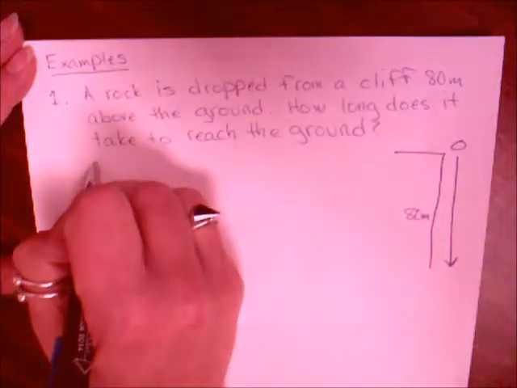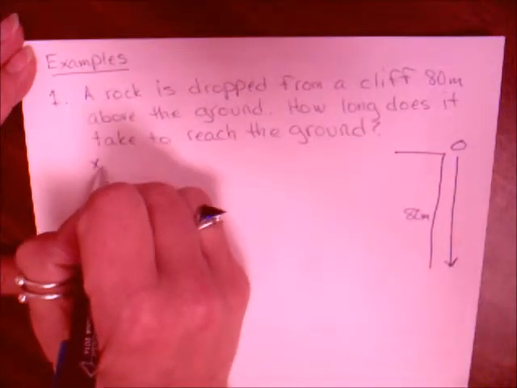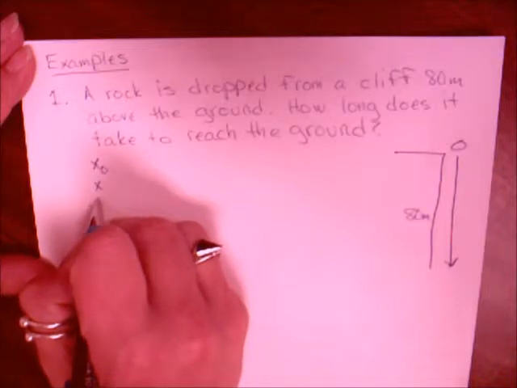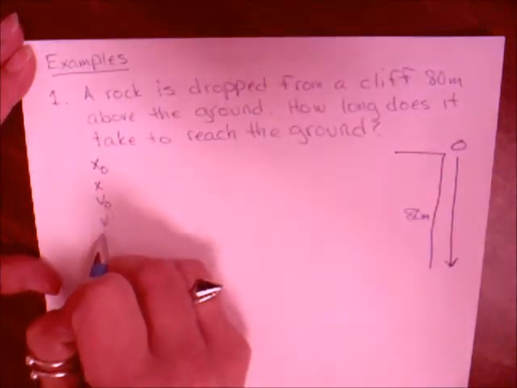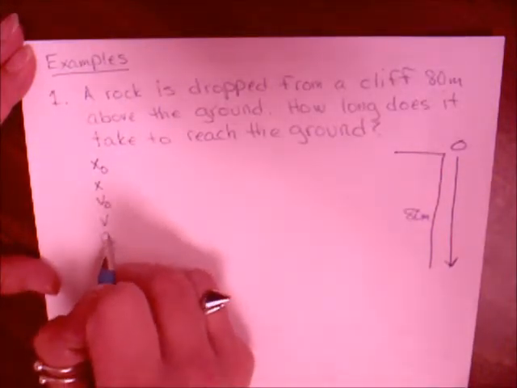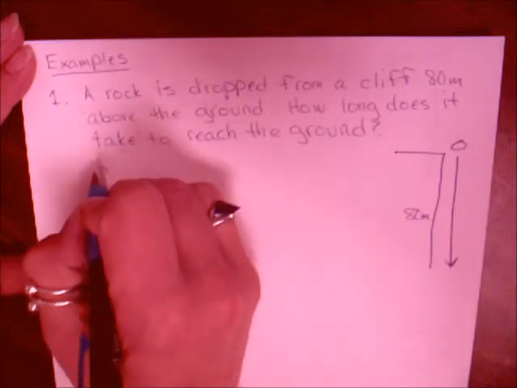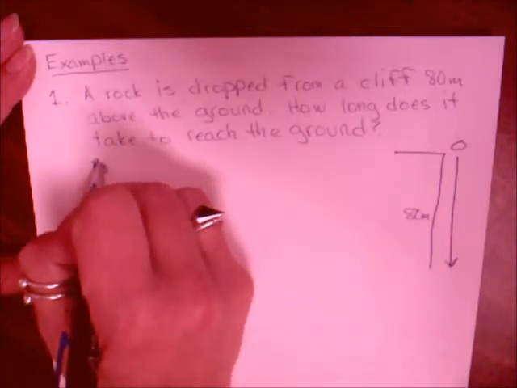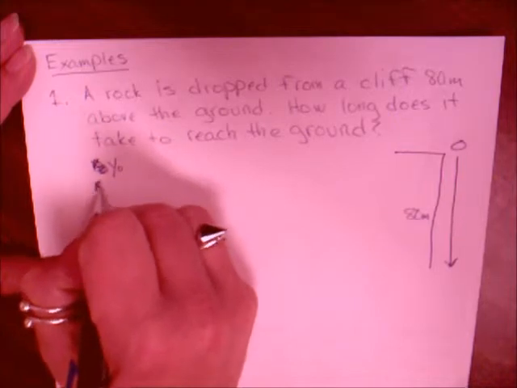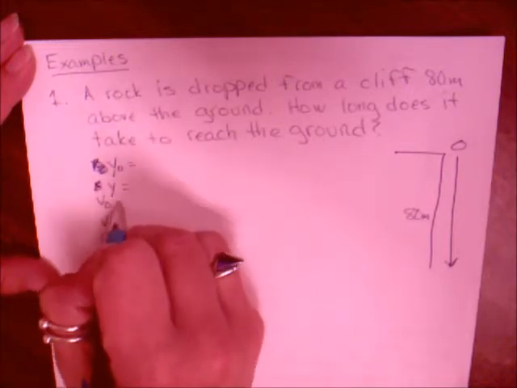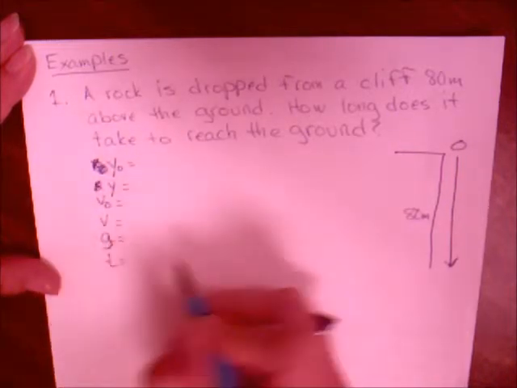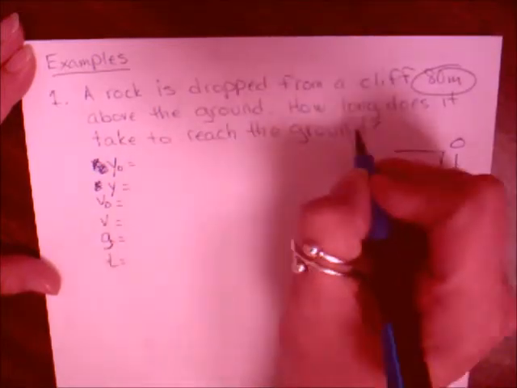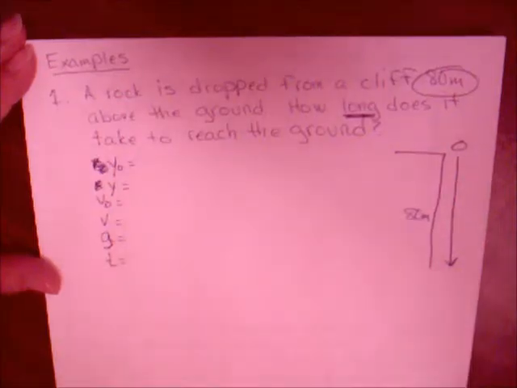Well, we're going to write out our y naught, y, v naught, v, a, except for now it's going to be g, t. I'm so used to writing the x's, I meant to write y's. Okay, so we circle what we're given, 80 meters, and underline what we're looking for, time.